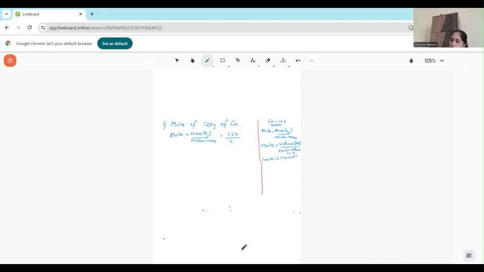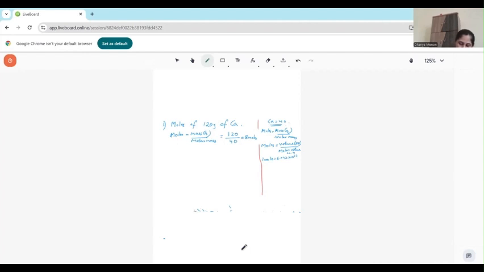If you solve it, it comes to 8 grams. Sorry, it's not grams. It is 8 moles. Moles has the unit of moles only. Okay, so it is 8 moles. Second question. This was question number 1.